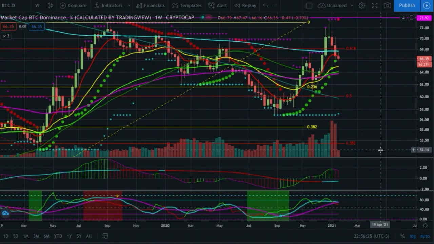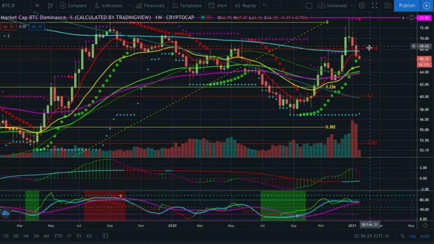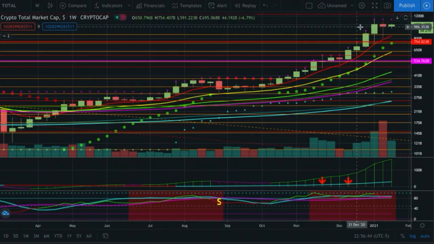Now, is it possible we break down from here? Of course it is, but is it likely? I don't think so. I think we could easily get back on top of this 200 and get stronger Bitcoin, a higher share of the overall market cap, whether it's the market cap going down but Bitcoin holding more value, or vice versa. That could go either way. So we can look at the market cap chart for that.